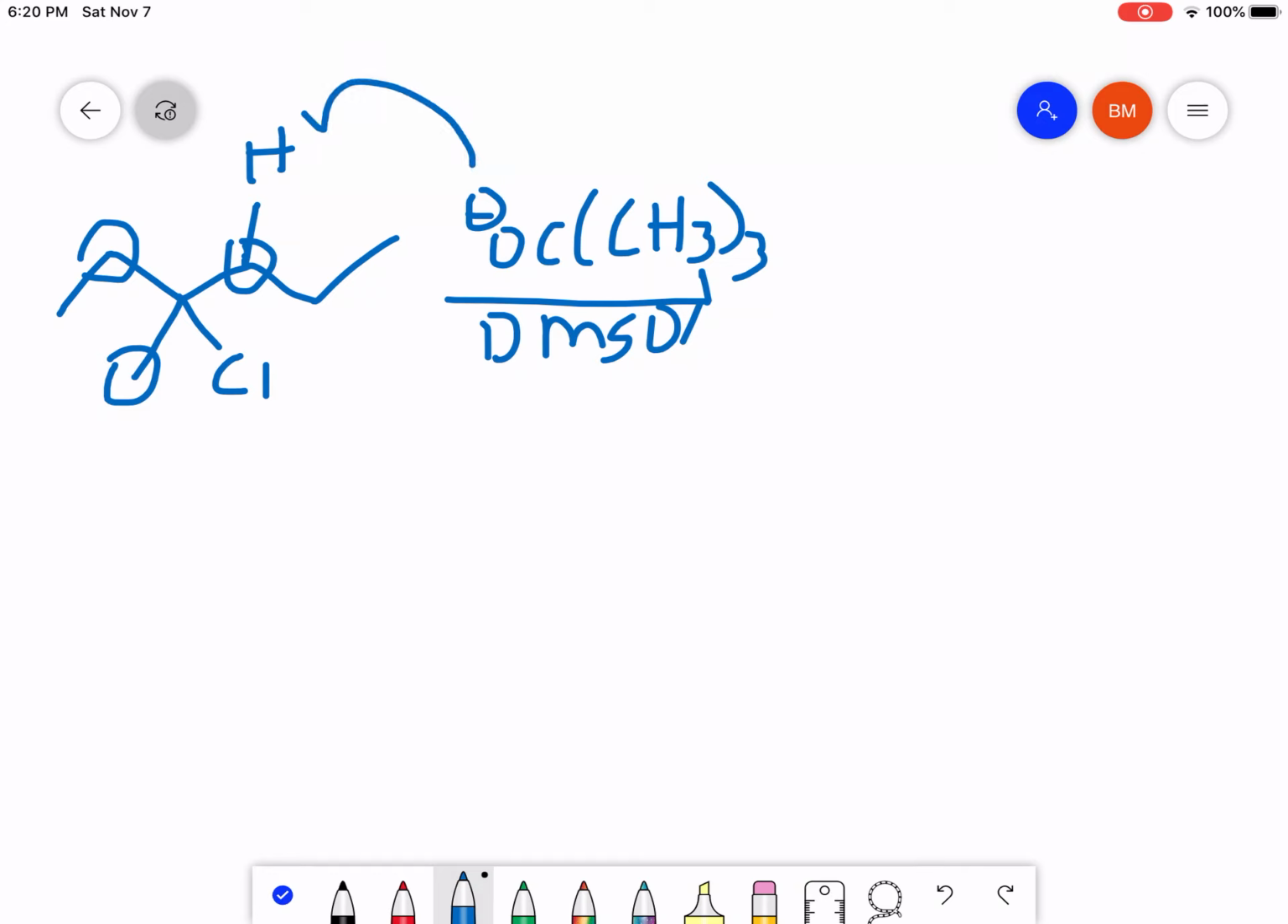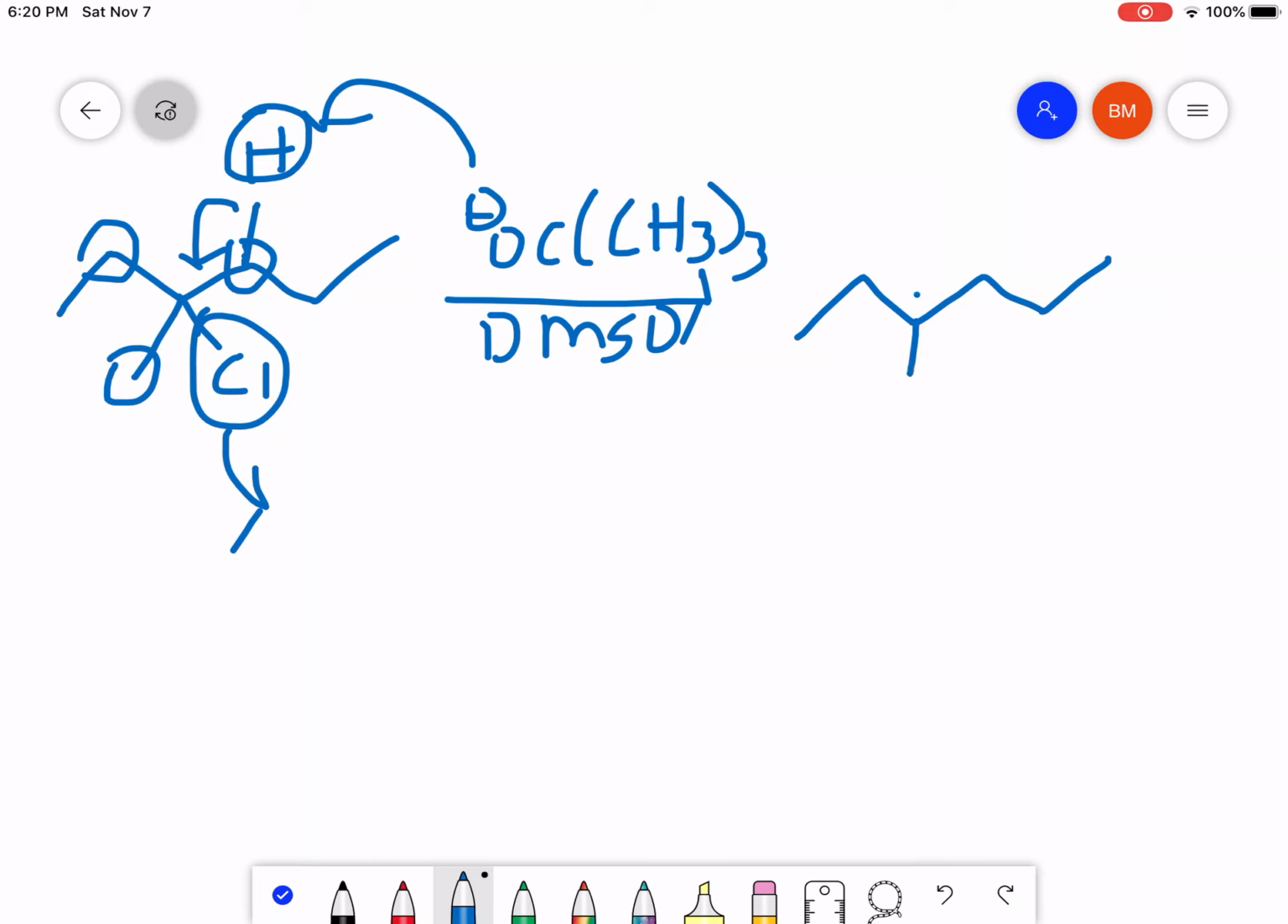All right, the mechanism proceeds exactly the way you would think it would. You're going to grab that hydrogen. These electrons will swoop into a double bond, and the leaving group leaves, right? And so you know you're going to make a double bond between those 2 carbons.